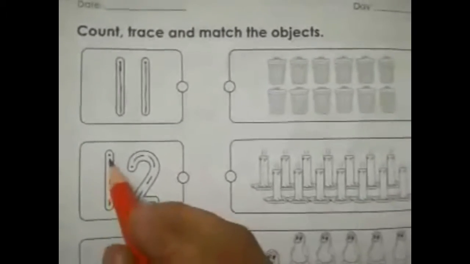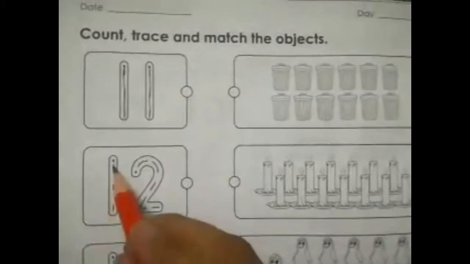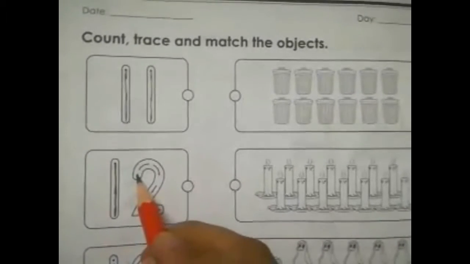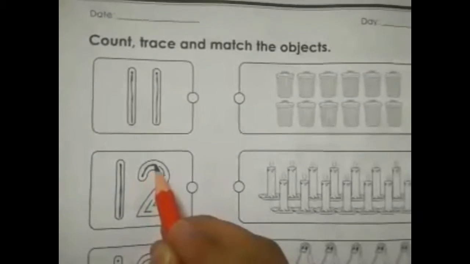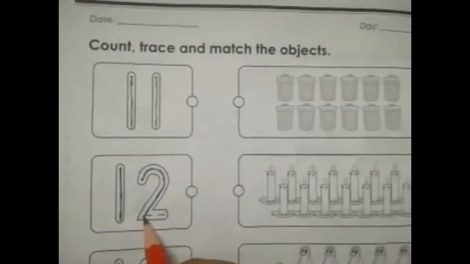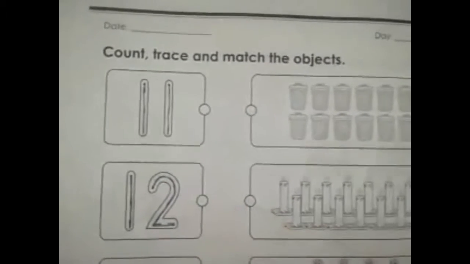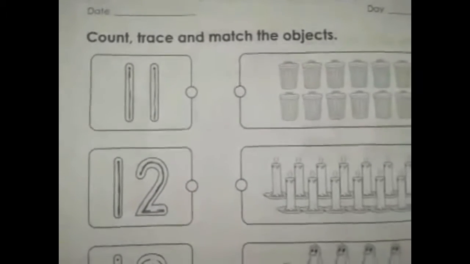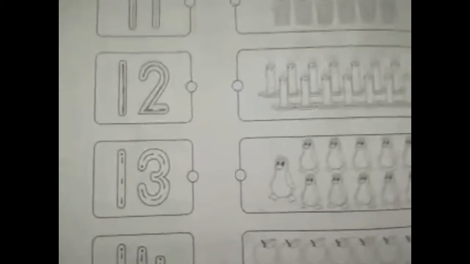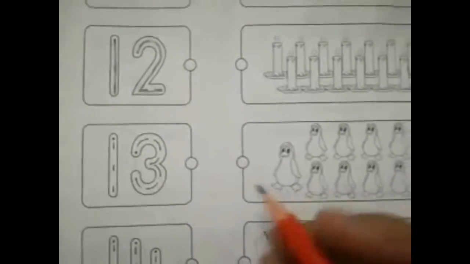Next, what is this? 12. Make a straight line. Start from this dot. Yes, like this. Make a slant line and then go back. What is this? 12. What comes after 12?